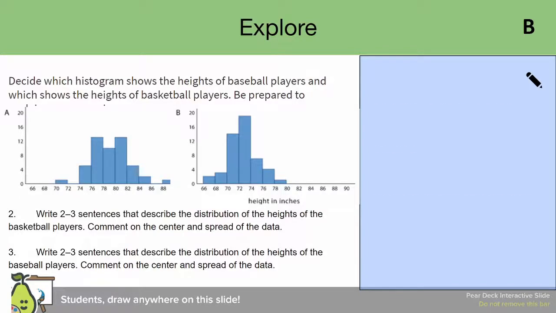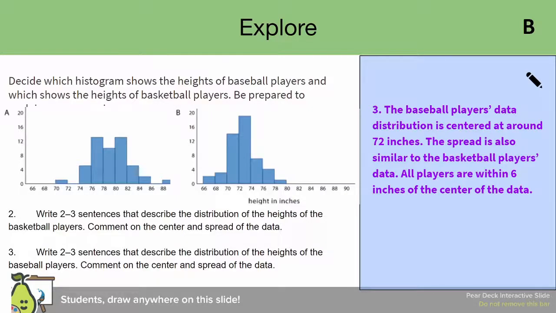Alright, welcome back. If you said the baseball players' data distribution is centered at around 72 inches, the spread is also similar to the basketball players' data, and all the players are within 6 inches of the center of the data, then you're correct.